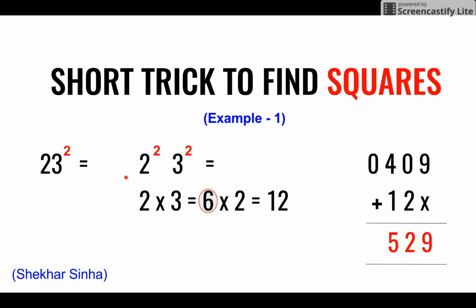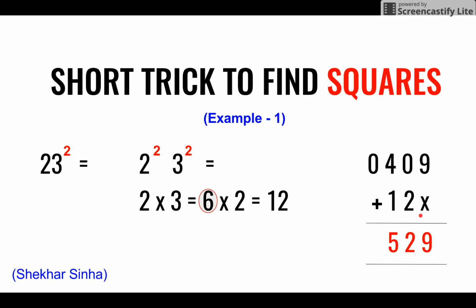As step 1, I'll write the squares of these individual numbers. 2 square is 4 and 3 square is 9. I'll write these squares in double-digit format, that is 04 and 09. Now as step 2, I'll multiply these two numbers with each other, that is 2 into 3 is 6, and then I'll double this number, that is I'll multiply it by 2. So 6 into 2 becomes 12.